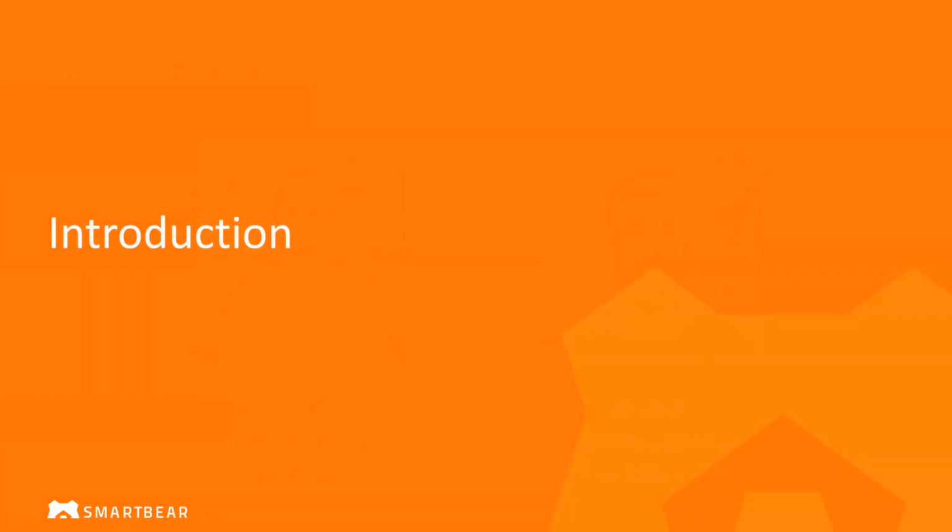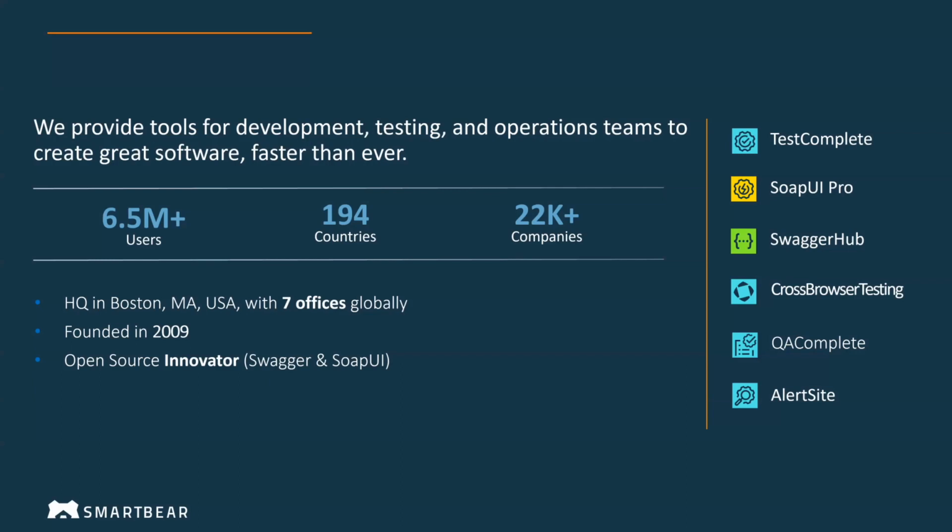So we'll do a brief introduction first of all. So first things first, who are we? Who are SmartBear? Chances are, if you're joining this webinar, you're probably familiar with SmartBear in some way, shape, or form, even whether you realize it or not. But we're a software company, and we provide tools for development, testing, and operations teams to help them with their software development and their testing. You can see some numbers about us there. More importantly, on the right-hand side, you can see some of our tools. So these are probably the words you might recognize.